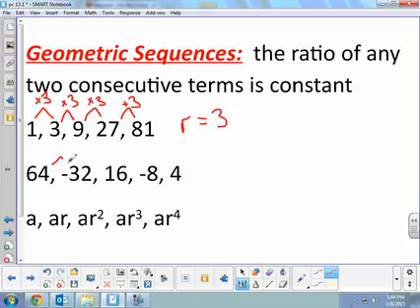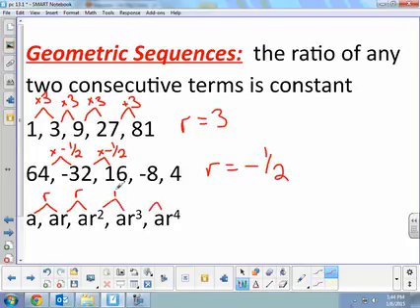On this one, I'm actually dividing by negative 2. Dividing by negative 2 is the same as multiplying by negative 1/2. So my ratio there is negative 1/2. On our last example, going from a to ar, I multiplied that by r. From ar to ar squared, multiplied it by another r. So my common ratio there is just r.